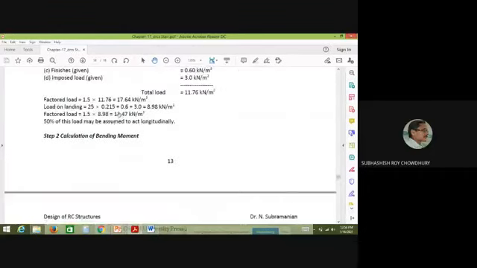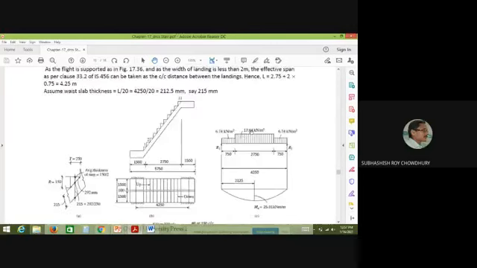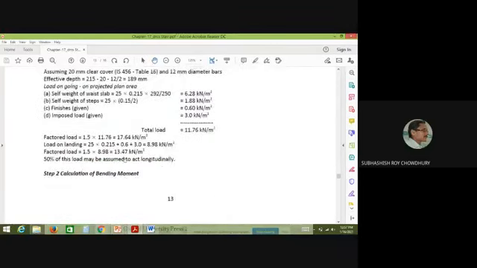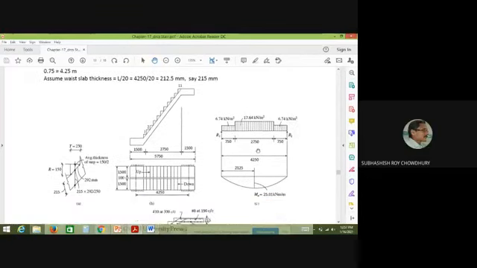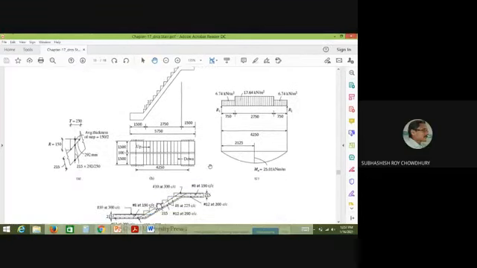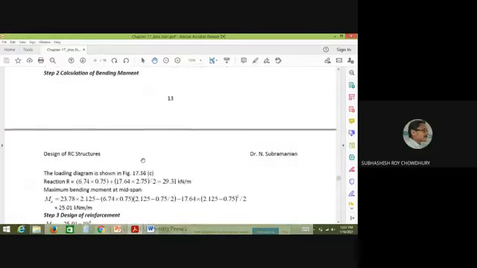Sorry, this is 13.47. We are getting 17.64 over the waist slab part, that means the going part, and 13.47 will be over the landing part. So 17.64 and 13.47. 17.64 has been considered here, but 13.47, what you are getting here, 50% of that, roughly 6.74, has been considered over the landing. This is the most important part that you should remember. Otherwise the design calculation is more or less the same.